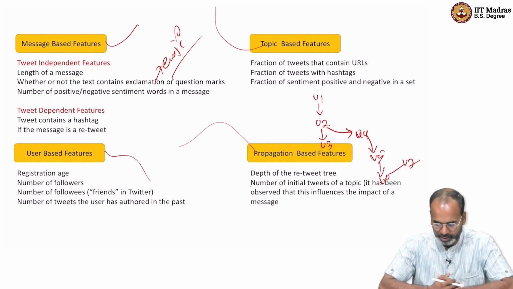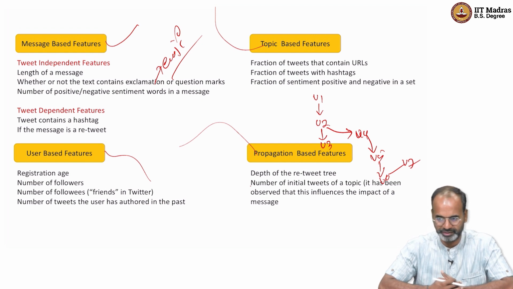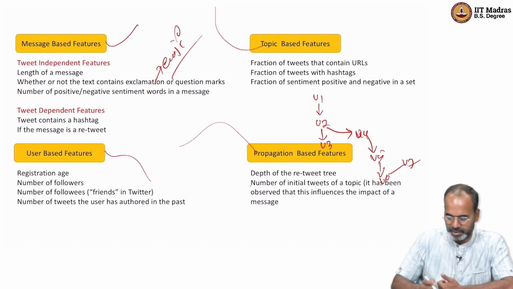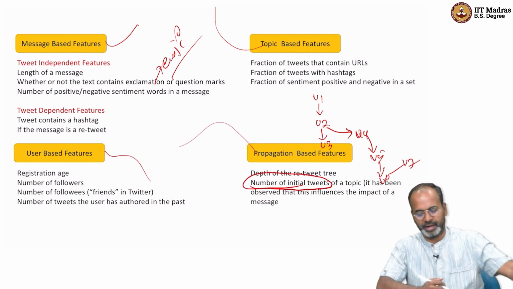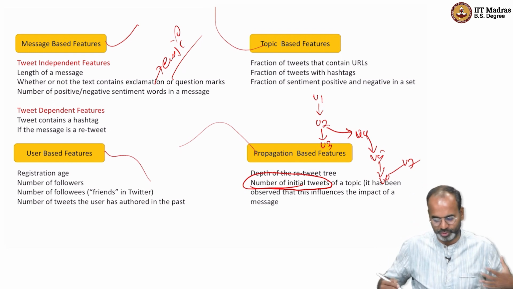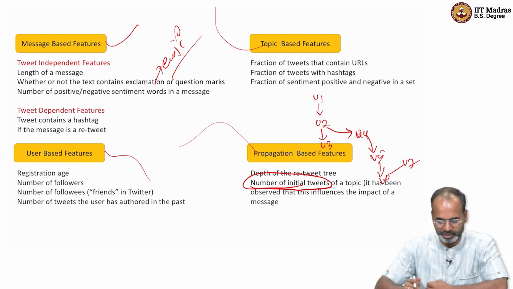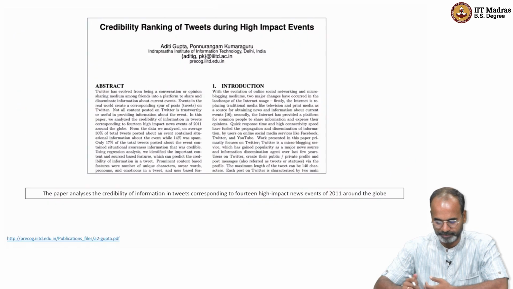retweet tree, number of initial tweets of a topic. It's been observed that this influences the impact of the message, which is the number of topics, number of initial tweets, right? Number of initial tweets of a blast that happens, right? If that itself is huge, then there is going to be a larger impact and impressions of that content.